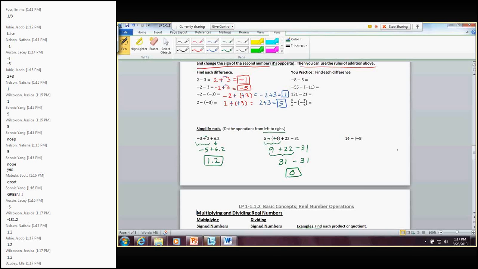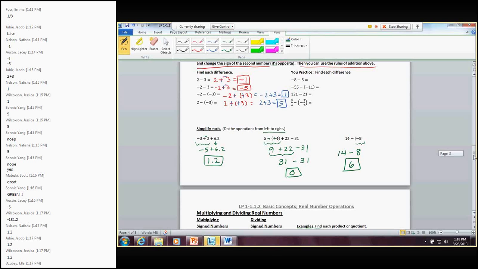Okay, now I say work from left to right first, but really you should always simplify an absolute value. So what is the absolute value of negative 8? Positive 8. Good, so 14 minus 8 is 6. Okay, so you'll have some homework problems like that.